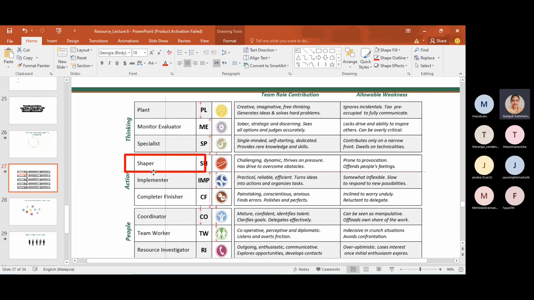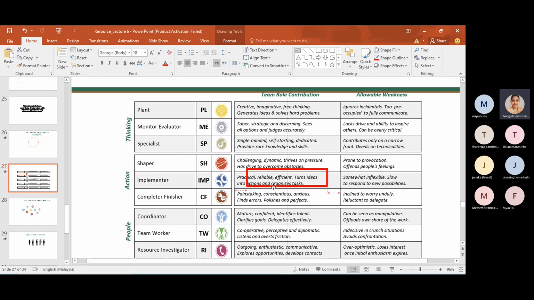And the next role, shaper. A shaper is a person who shapes other people. They are challenging, dynamic, and very motivated to overcome obstacles or challenges. That is how a shaper works. Their weakness is that sometimes they offend people's feelings, because of trying to shape other people too much, they might end up offending other people's feelings. That is a weakness.